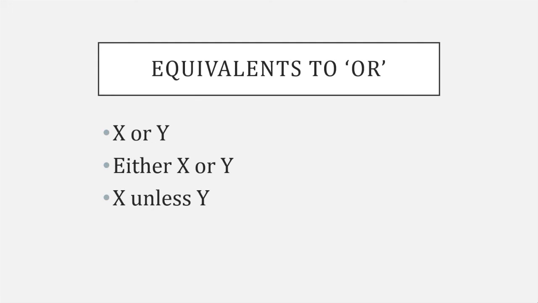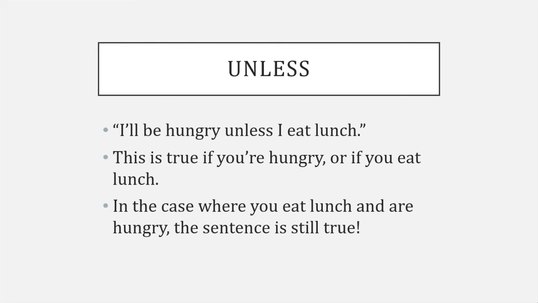Some of these are straightforward. So here are some stylistic variants for or: x or y, either x or y. Here's one that's confusing: x unless y. What? So this again is a case where logic doesn't capture everything that you might think is important about language.